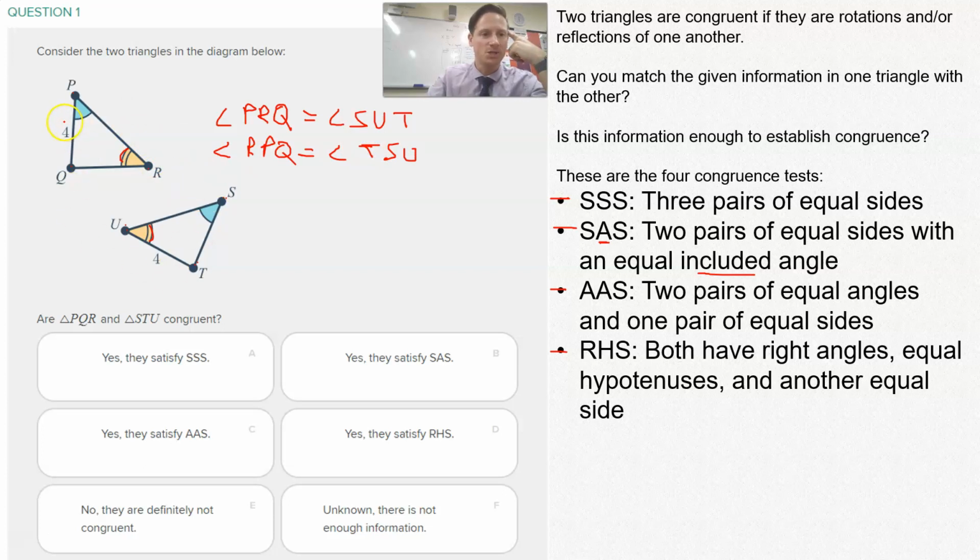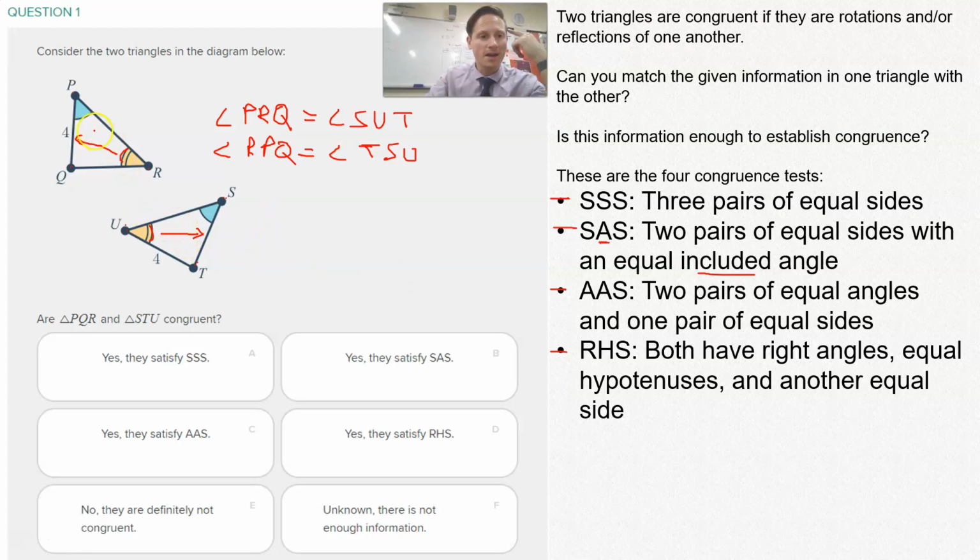Now the last piece of information given is this 4. But when we look at this properly, the 4, even though it's the same size, it's not the corresponding side. Because in this triangle, the 4 is the side opposite the yellow angle. And in this triangle, opposite the yellow angle, this side is unknown. So that 4 is on a different side altogether. So we don't have a third piece of information. There's no other numbers. There's nothing else really that's given here. So we might not have enough information to determine that these triangles are congruent.